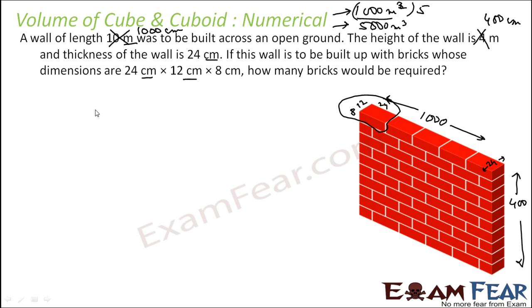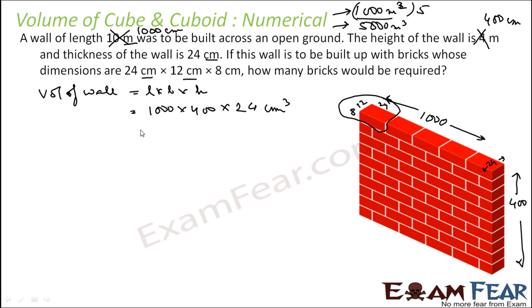Okay, so let's do this. Let's find the volume of the wall. That is nothing but length into breadth into height. So the length value is 1000, breadth is 400, and height is, sorry, breadth was 24. Anyway, let's multiply, only multiplication. If you multiply these three and the unit was centimeter, it becomes centimeter cube. That is the volume of the wall.